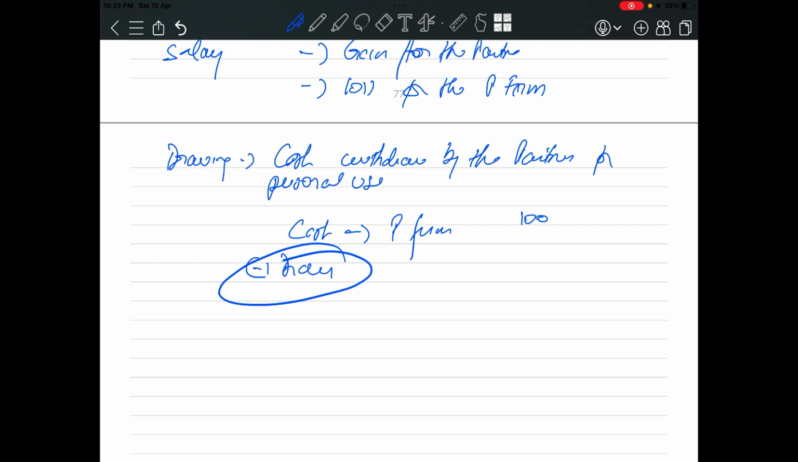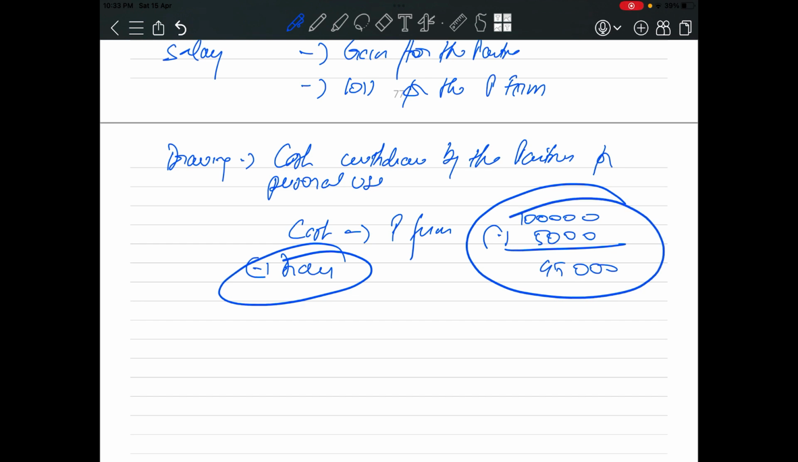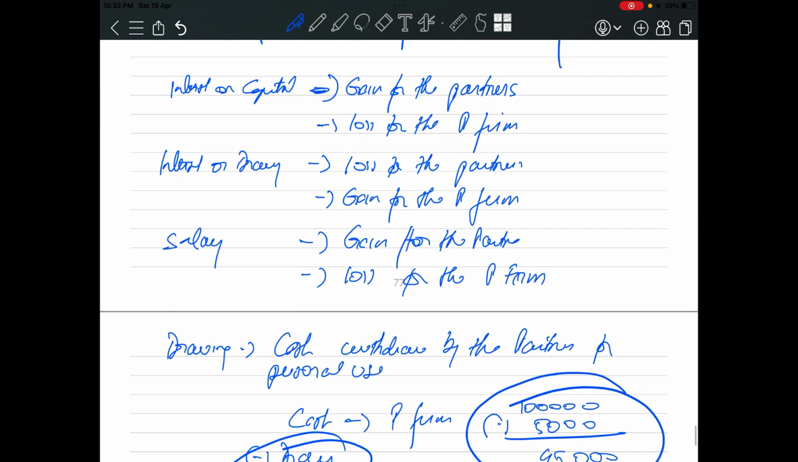Say for example, he has introduced 1 lakh as his capital, and out of this he has withdrawn 5,000 rupees. So what is the balance of the capital? 95,000 is the balance. Now I hope this is clear to you.